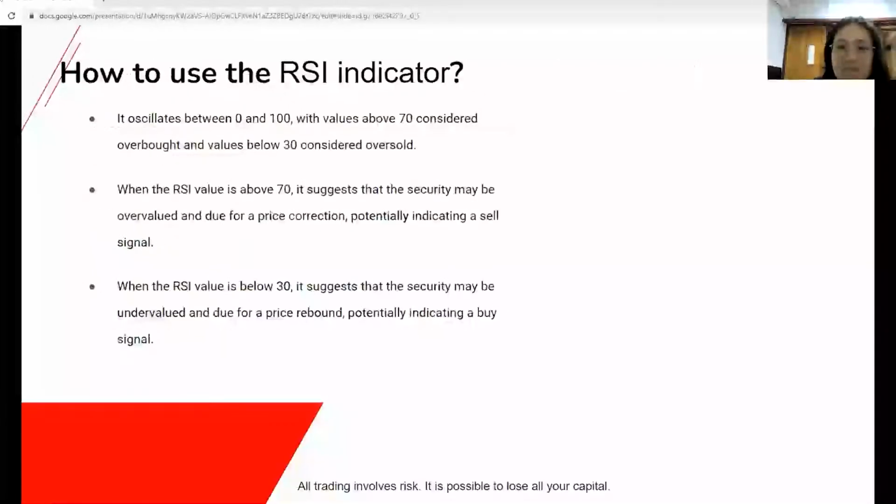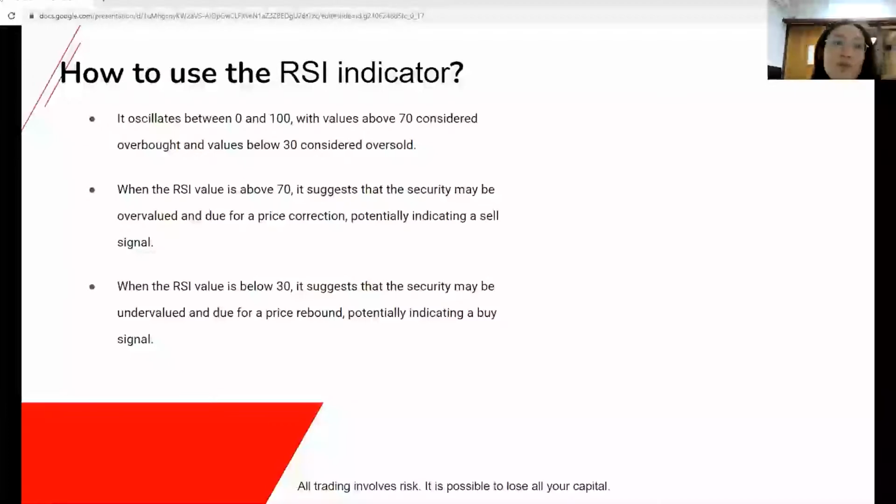So how exactly do you use the RSI indicator? It oscillates between 0 and 100. It has values above 70, which are considered overbought, and the values below 30 are considered oversold.